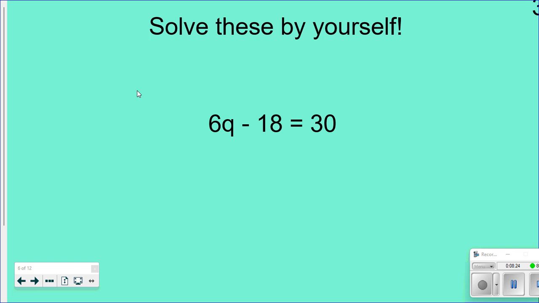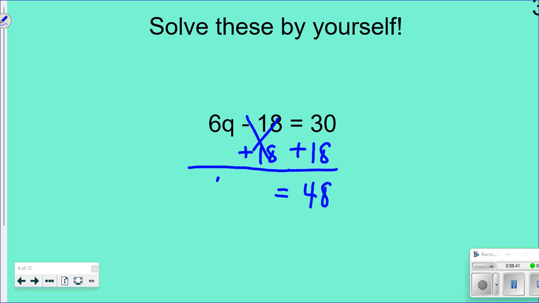Okay, so the first thing, found the variable, got it. Second thing, I'm going to look at my minus 18 because I want to get rid of this first. Like I said, I want to see what the answer was before I minus any 18, which is 48 equals, and I'm going to bring everything else down I did not use.